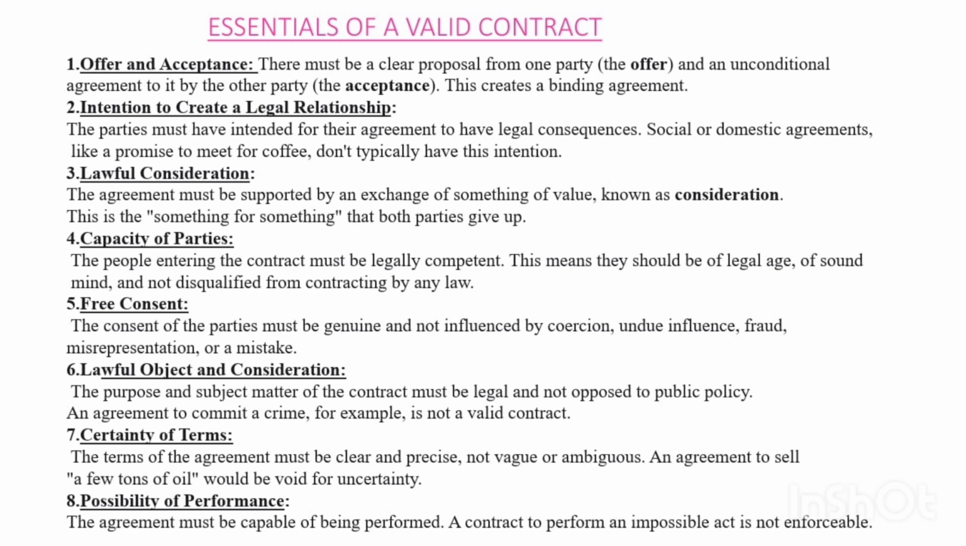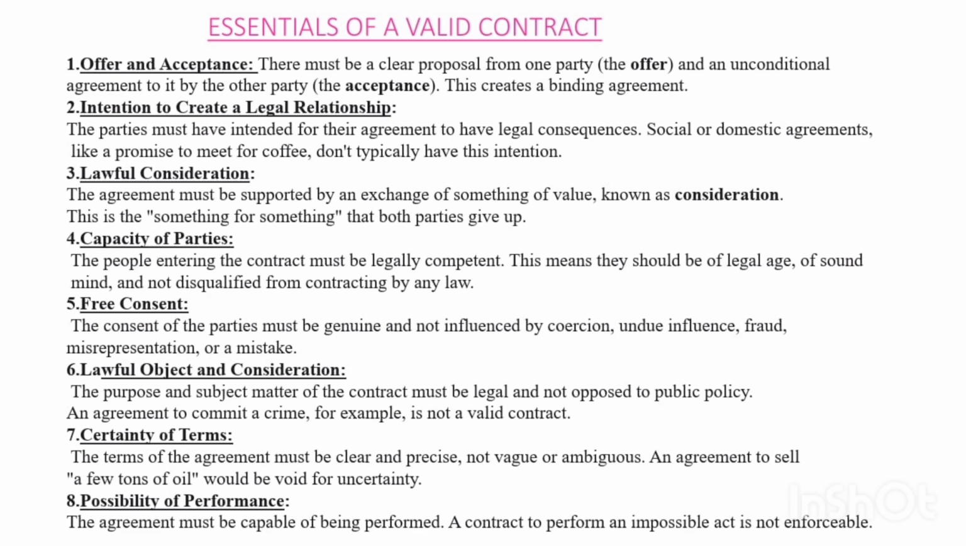The third element is lawful consideration. The agreement must be supported by an exchange of something of value known as consideration. This is the something for something that both parties give up. And the fourth element is capacity of parties. The people entering the contract must be legally competent. This means they should be of legal age, of sound mind, and not disqualified from contracting by any law. The fifth element is free consent. The consent of the parties must be genuine and not influenced by coercion, undue influence, fraud, misrepresentation, or a mistake.